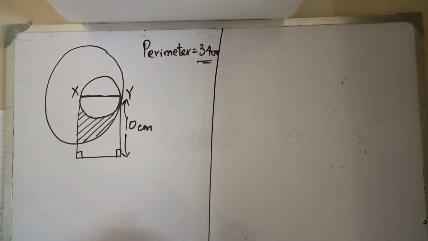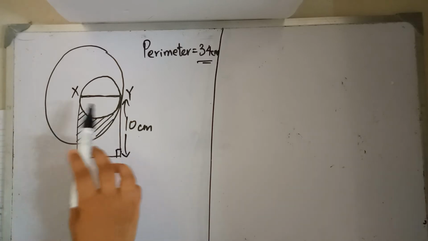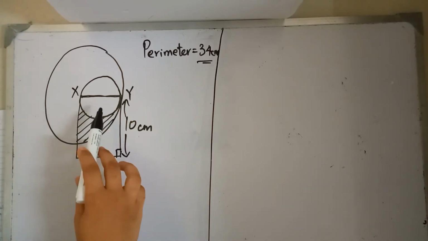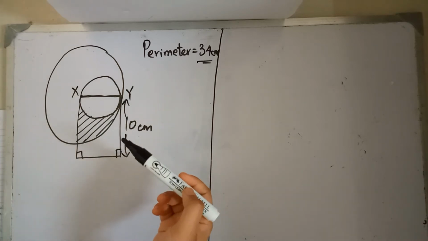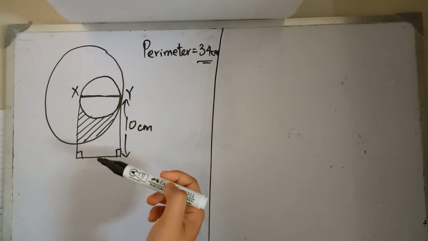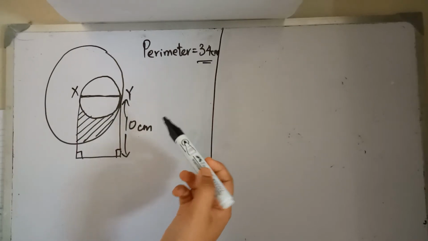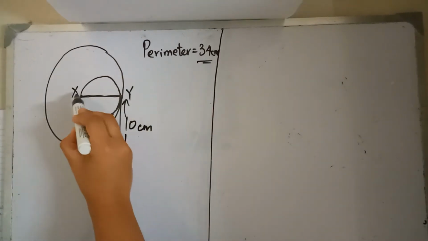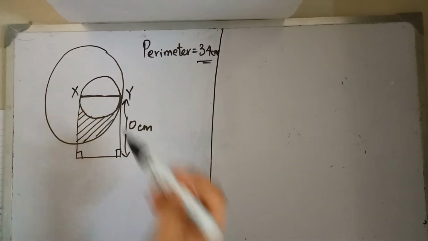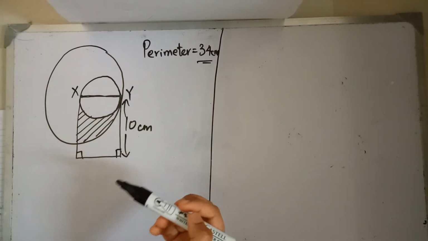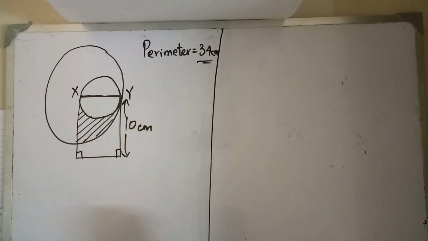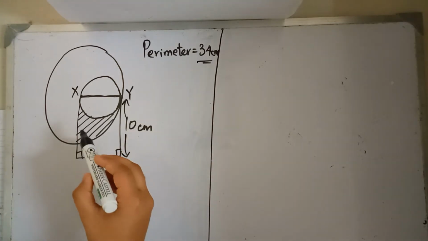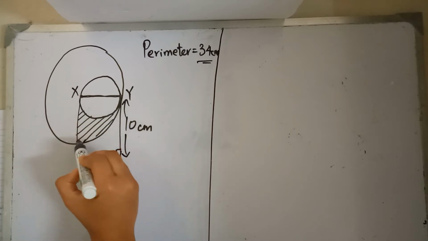In this video, we'll be looking at a problem on geometry. Let's look at the figure over here. It consists of two circles, a big circle and a small circle, and this point X is the center of the big circle, and it also contains a rectangle. The perimeter of the rectangle is given to be 34 cm, and the length of one side of the rectangle is 10 cm. Now we have to find out the area of the shaded portion, this portion.